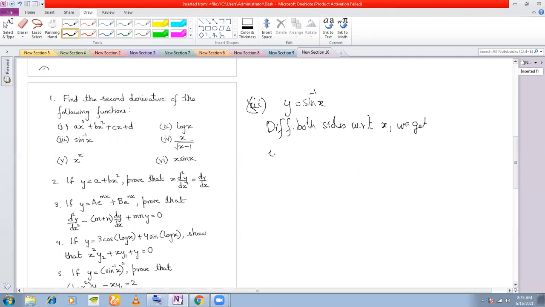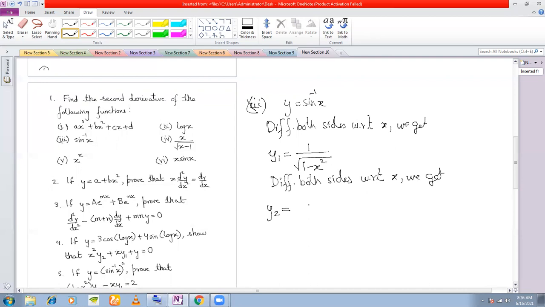We get y1 is equal to d/dx of sine inverse x, which you know is 1 by root 1 minus x square, right? So in order to find the second derivative, we differentiate once again. So differentiating both sides with respect to x, we get y2, which is d/dx of y1.